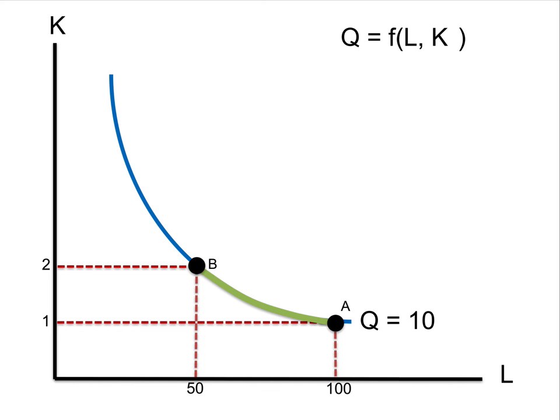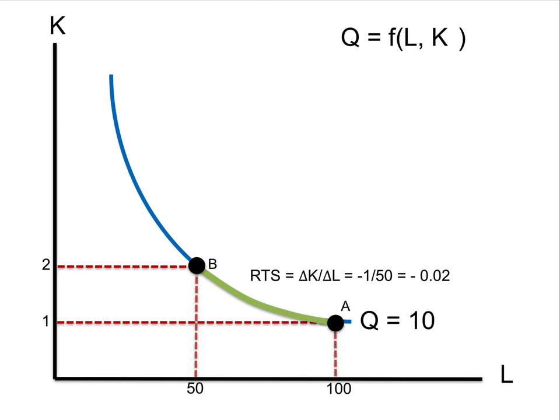Economists call this rate the rate of technical substitution, or RTS. And it basically tells us the rate at which one input can be replaced by the other input to produce the same output. Notice that this is exactly the same as the slope of the isoquant.